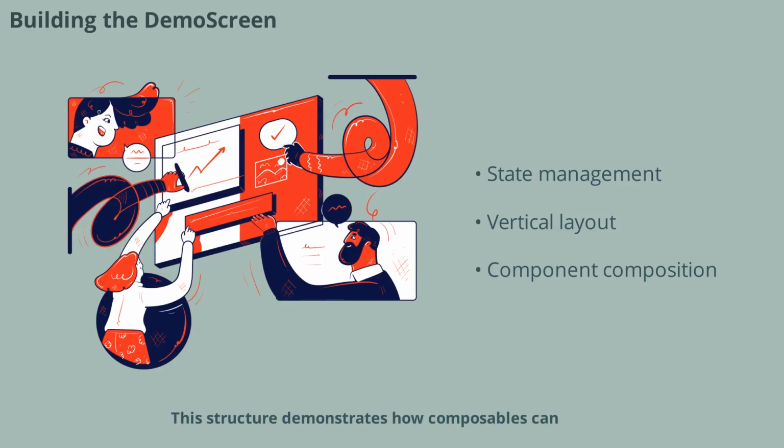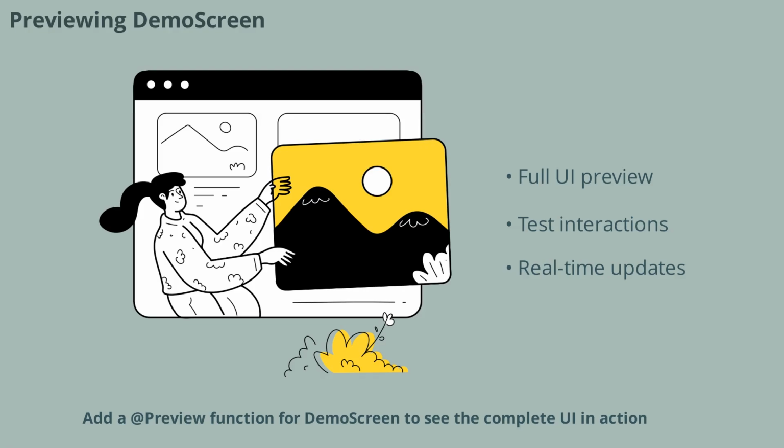This structure demonstrates how composables can be combined to create complex layouts. Add a @Preview function for DemoScreen to see the complete UI in action. Enable system UI decorations for a realistic look. Use interactive mode to test the slider and watch the text update in real time. This step confirms your layout and logic work as intended.